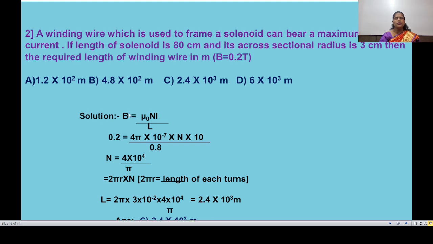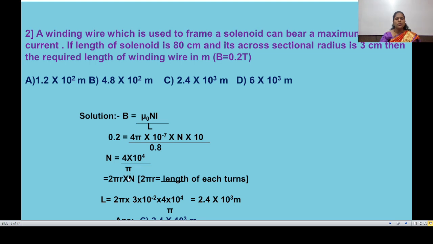We are going to use the formula B is equal to mu0 N I upon L. Given B is 0.2 Tesla, mu0's value we know is 4 pi × 10^-7 Weber per ampere meter. I is given as 10 ampere, and the length of the solenoid is given as 80 centimeter, which we convert to meter: 80 × 10^-2, so 0.8 meter. N is the number of turns. After solving this full term, we get N is equal to 4 × 10^4 upon pi.